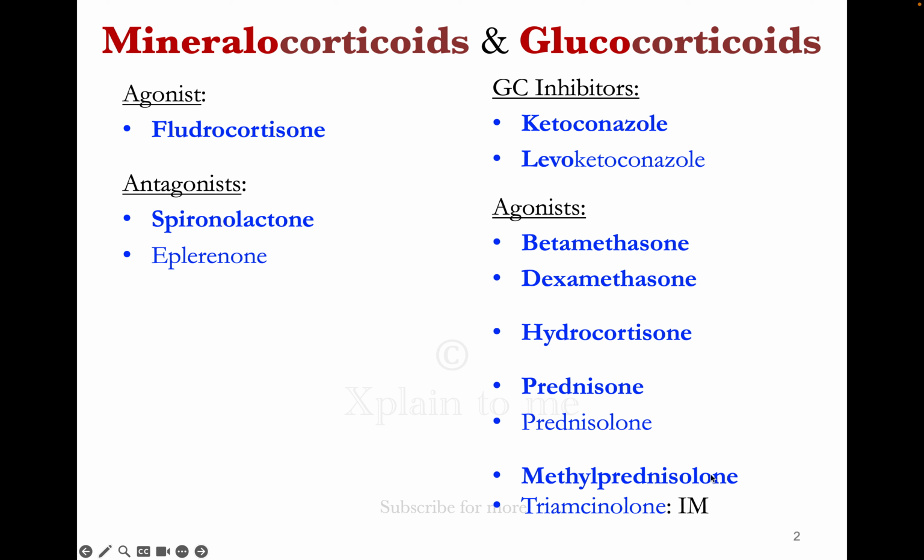Then the next drug, triamcinolone, sorry. Triamcinolone is actually a topical drug. We can use it similar to over-the-counter hydrocortisone, but a very strong one. And of course IM is also available. But as a topical drug, we can use it in combination with the antifungal agent nystatin for skin infections, skin conditions.